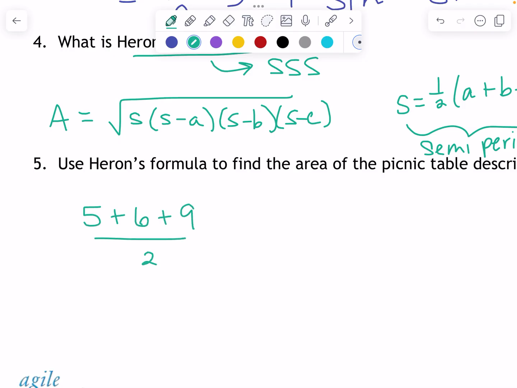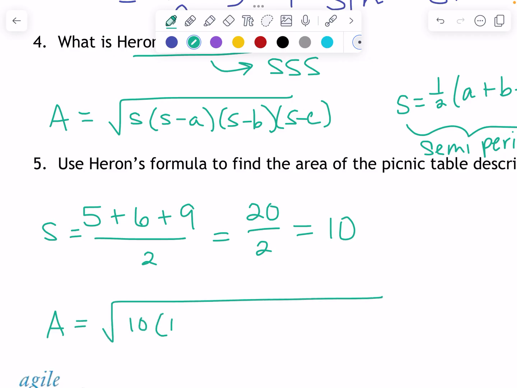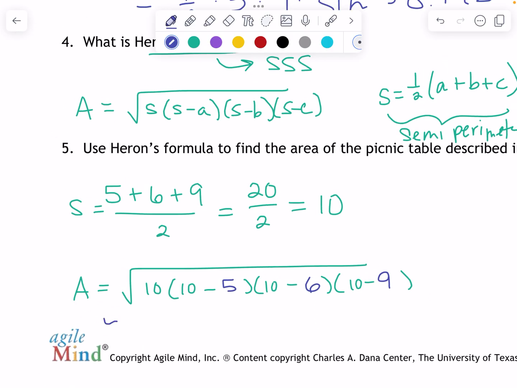So if we take a look, the side lengths are 5, 6, and 9, so we can add all those up and divide by 2. And this is going to give us our semi-perimeter. Okay, so 6 plus 9 plus 5 is going to be 20. We divide it by 2, so our semi-perimeter is 10. So we're going to plug in 10 for all places where we see S. A, B, and C are the three different side lengths. We have one side that's 5, one side that's 6, one side that's 9. I'm going to type all of this into my calculator, and yet again, I get about 14 square feet.